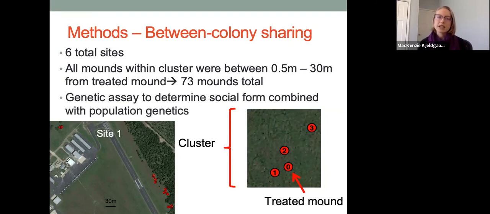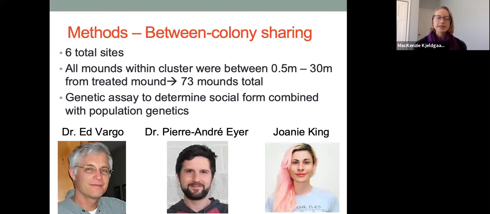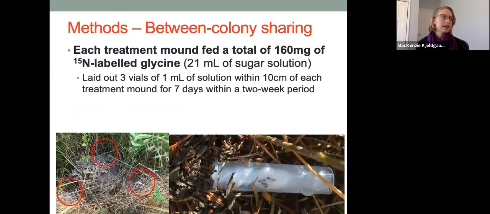I also performed a genetic assay to determine the social form of each of those mounds and combined that with population genetics to get an idea of the genetic relatedness between these different colonies. And to do all of that genetics analysis, I collaborated with Dr. Ed Vargo, who's also at Texas A&M University, his postdoc, Dr. Pierre-Andre Ayer, and one of his PhD students, Joni King.